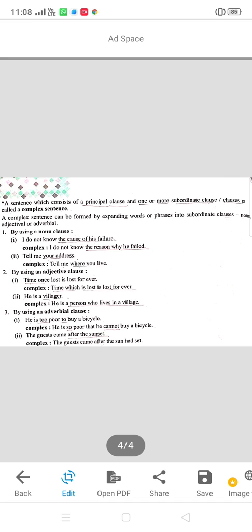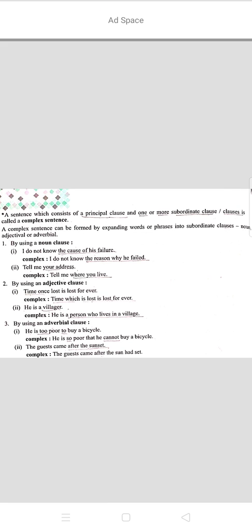By using a noun clause, we'll see first. See, "I do not know the cause of his failure." Here the complex form is "I do not know the reason why he failed." The cause of his failure means what? The reason why he failed. The reason why he failed is depending on the main clause "I do not know." Right? So here it is a complex sentence and it is the noun clause. Second one is "Tell me your address." Complex is "Tell me where you live." So "where you live" is your noun clause.